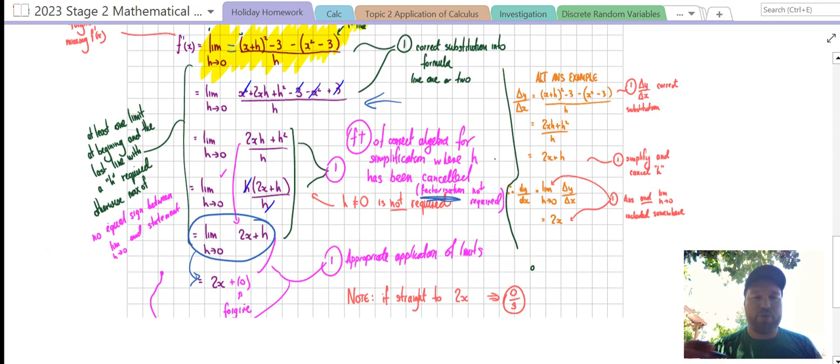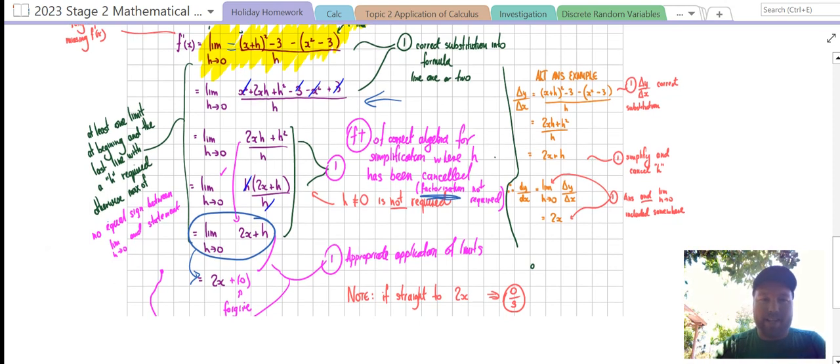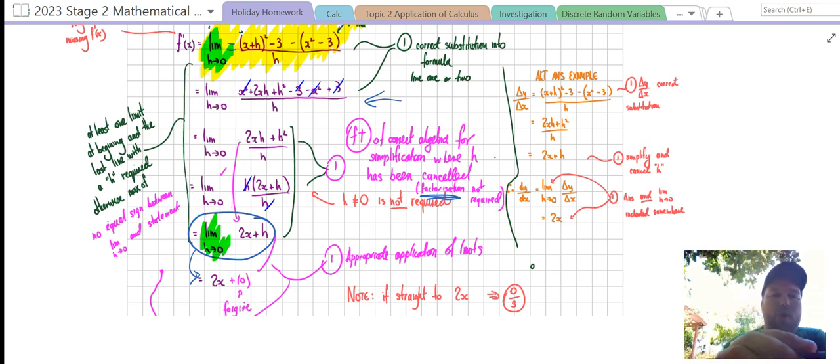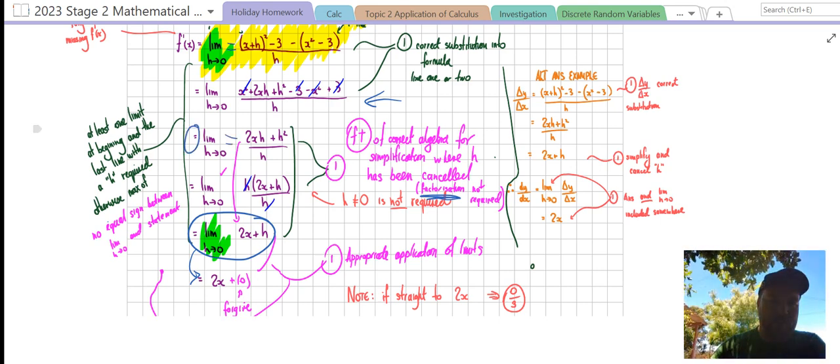Now, a few notes. Technically, you should have limit as h approaches 0 at the front of each line. However, what they've done is they've said that as long as you have it at the start and at the end, if you miss these 3 in the middle, they won't necessarily lose you a mark. Now, however, you do lose a mark if you put an equal sign between the limit and the expression. So the equal sign lives there, it does not live here.